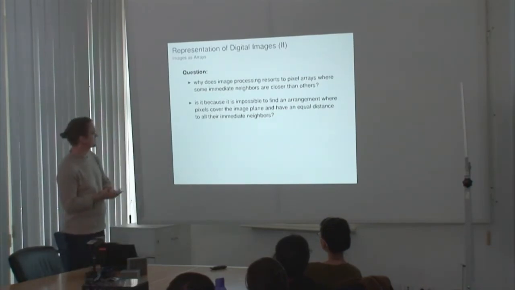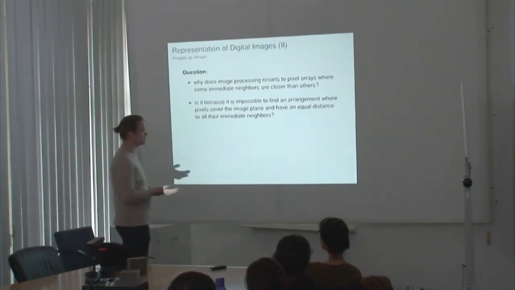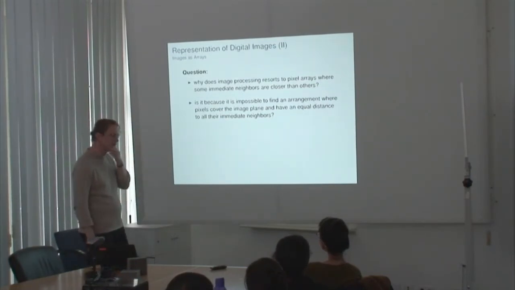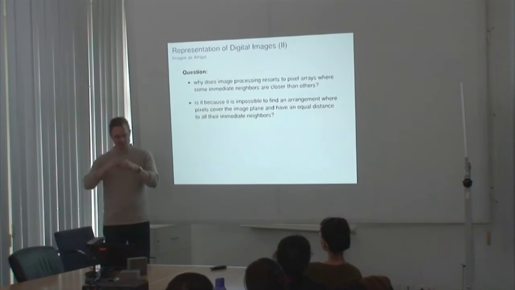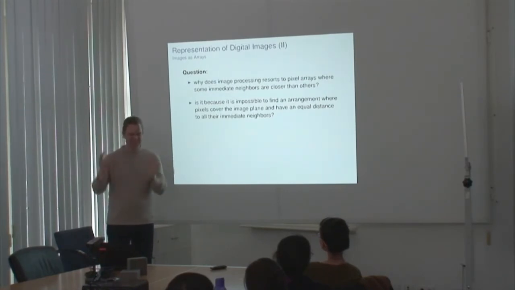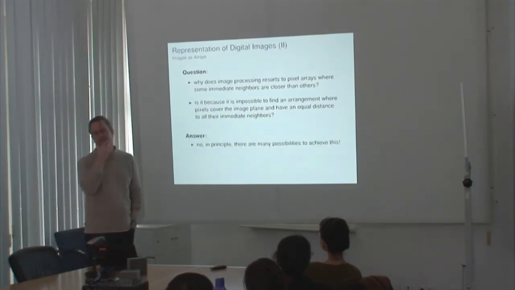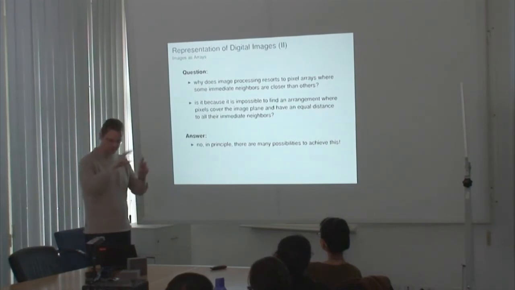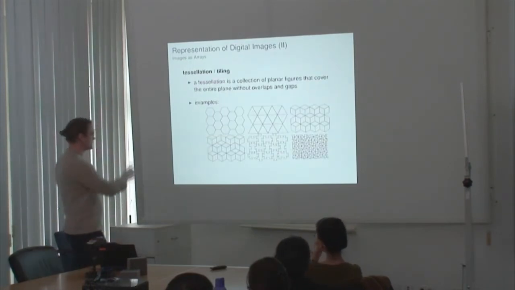Is this because it's impossible to come up with a different representation of images? Is it impossible to record different kinds of images? Is there a way of recording images such that every pixel in the neighborhood of a certain pixel is exactly the same distance? Is that impossible? The answer is no. Indeed, if we really wanted to, we could avoid these, in quotation marks, strange behaviors. And here is how we could do that.